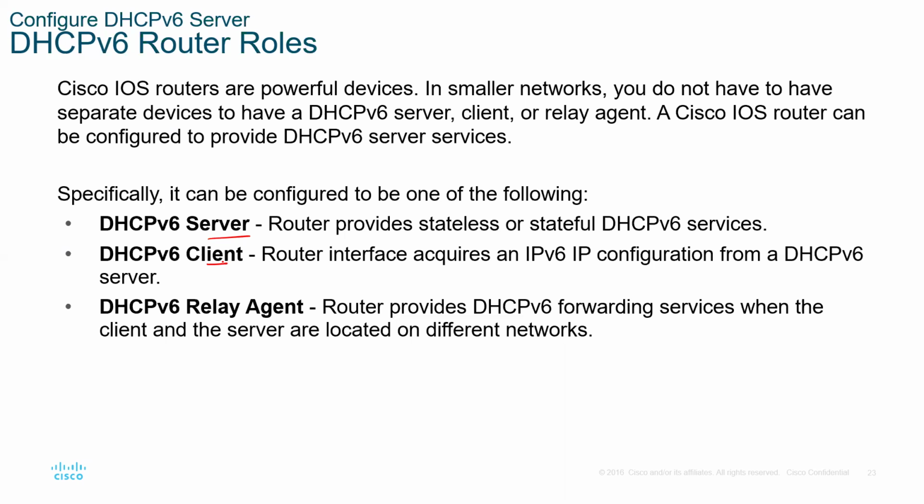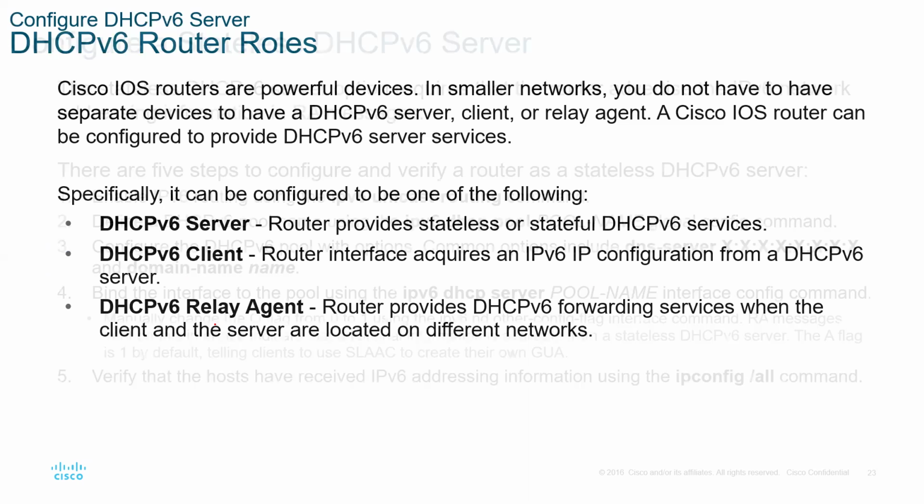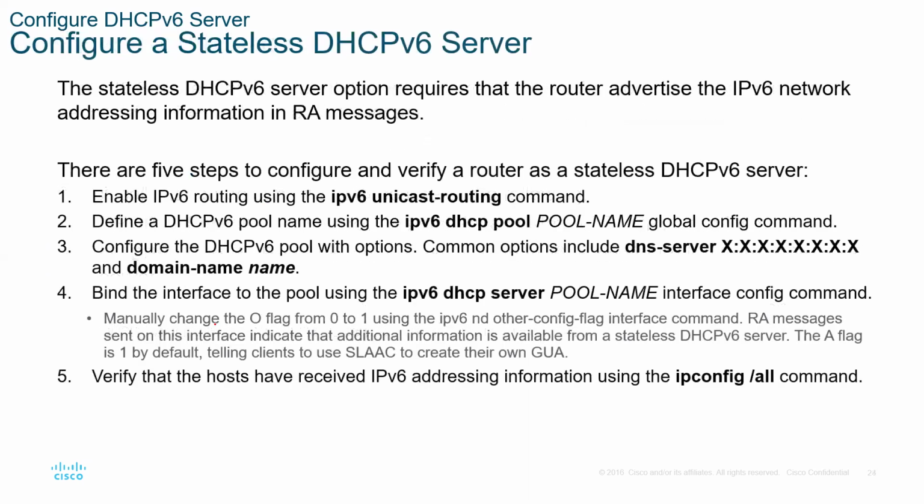So let's say we have an ISP which is configured to provide addresses dynamically. Then a router will have to be configured as a DHCP version 6 client. Why? So that it is then able to get an address from the ISP. A router can also act as a relay agent, which allows it to forward messages from within a local link. So a router can play those three roles.